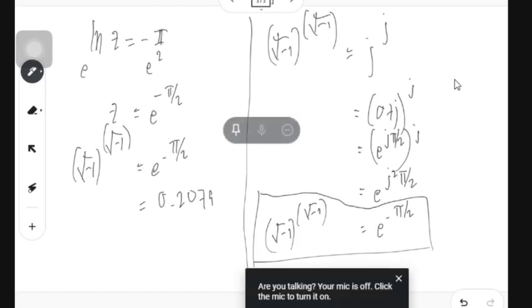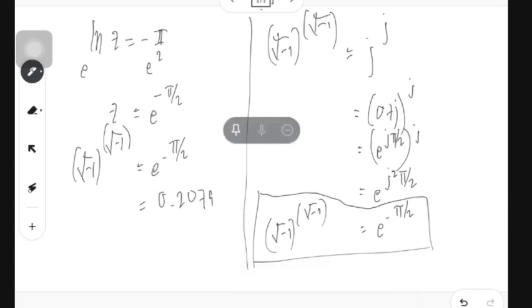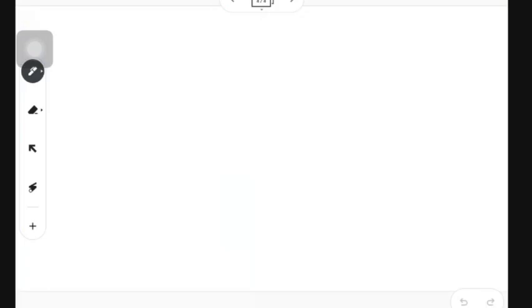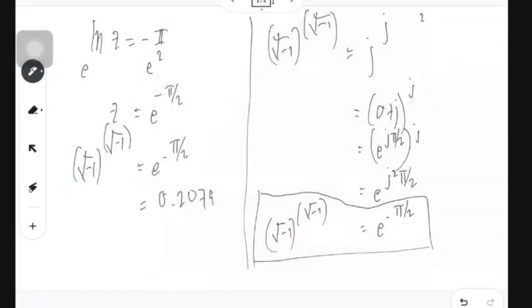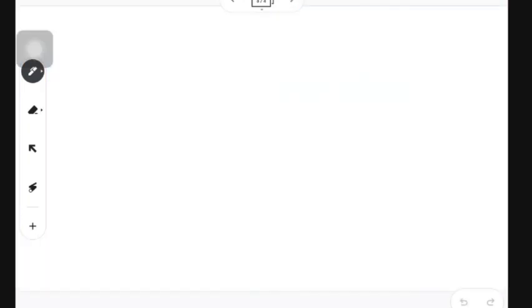Kaya lang, hindi lahat pwede nating isolve ng ganyan eh. Halimbawa, ganito. Yung kasing unang solution natin, that is in general. Yung pangalawang solution natin, this is specific. The first one is in general. Paano kung halimbawa ganito? Also a problem given in the board examination.